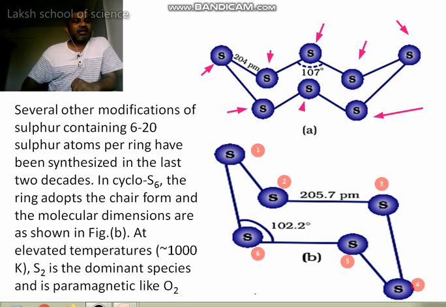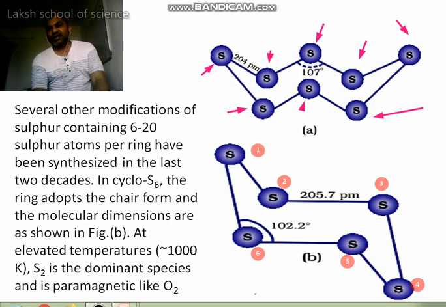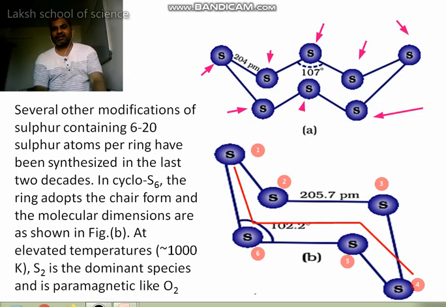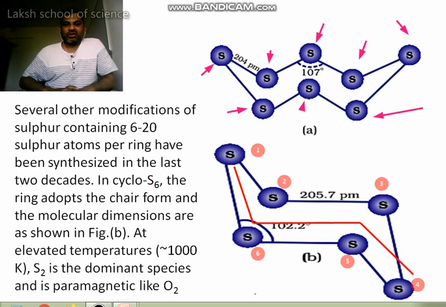Okay, how many are here? So this is the first, this is second, this is third, this is four, this is 5, this is 6. So here total 6 atoms are there. This will also be an interesting topic about the sulfur. Several other modifications of the sulfur containing sulfur atoms per ring, as I told you previously, have been synthesized in the last 2 decades.